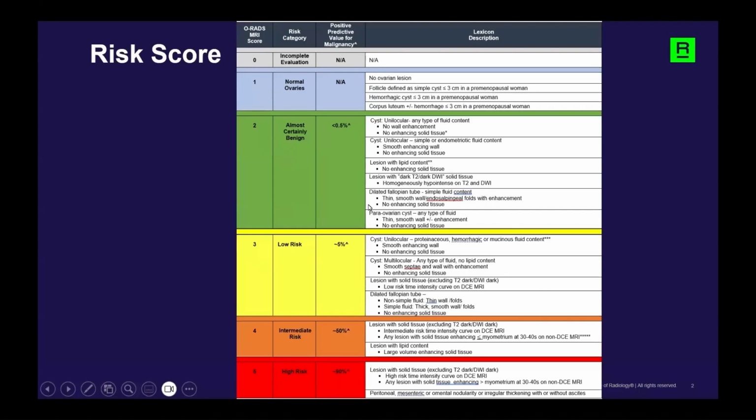All right, so we're going to move on and start discussing the risk score here today. This is the risk assessment table, which is really the workhorse in the evaluation of adnexal lesions. You're going to see the 5 respective risk scores and categories, the corresponding positive predictive value for malignancy, as well as the lexicon descriptors of lesions within each of these categories.